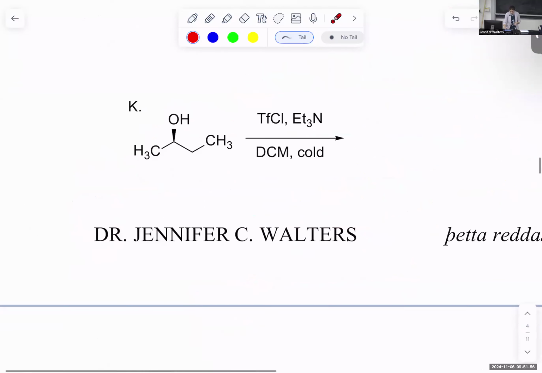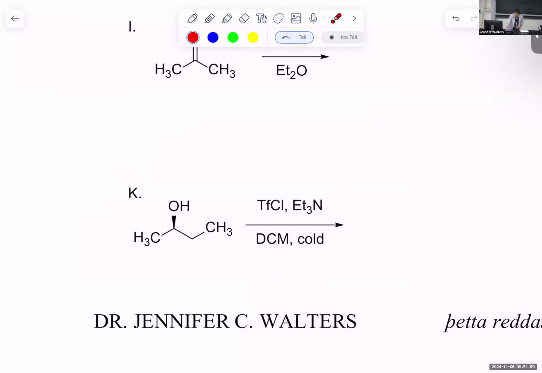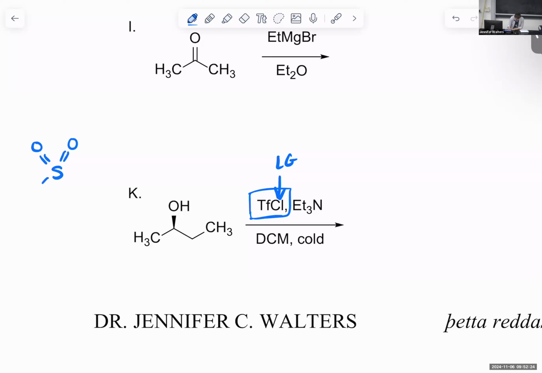All right. K. Looking at K, I see TfCl. If you recognize this reagent, then that's going to be a lot better for you. If you don't, then hopefully you see chlorine and see that chlorine is a leaving group. That would be my hope. So triflyl chloride is this thing. It makes the sulfonates. So when we see that reagent, that's going to turn our alcohols into good leaving groups. That's the point of that reagent.